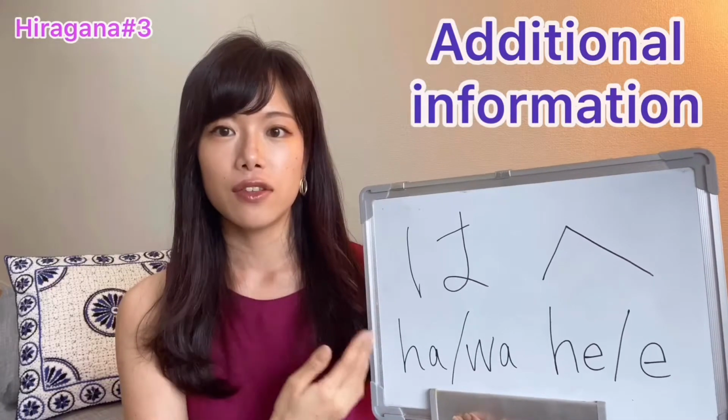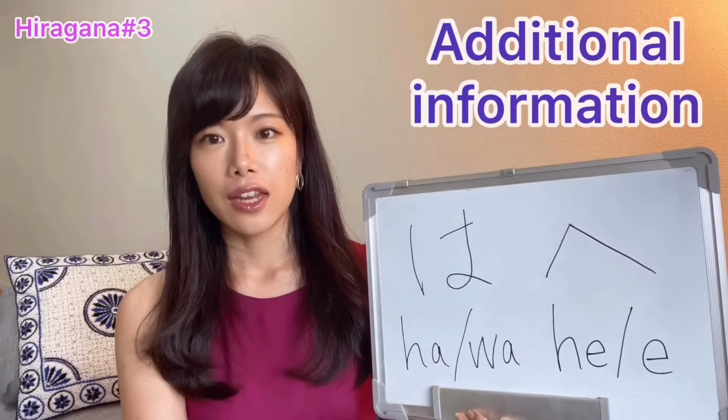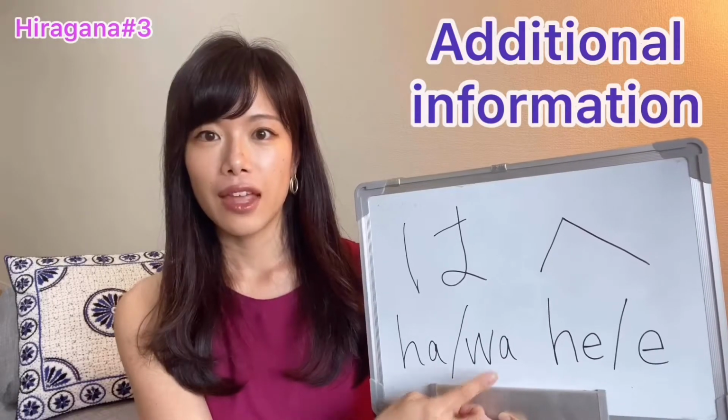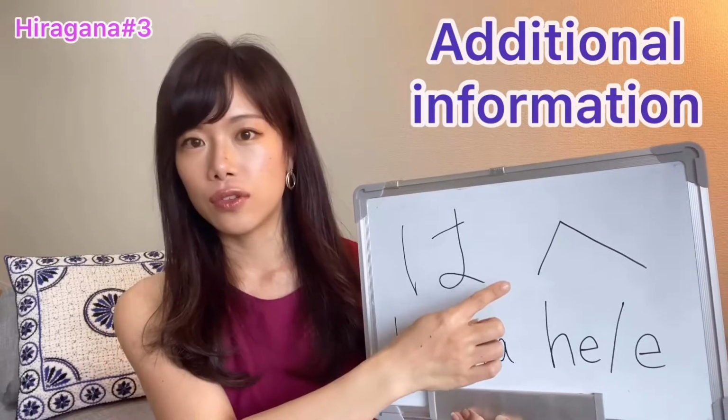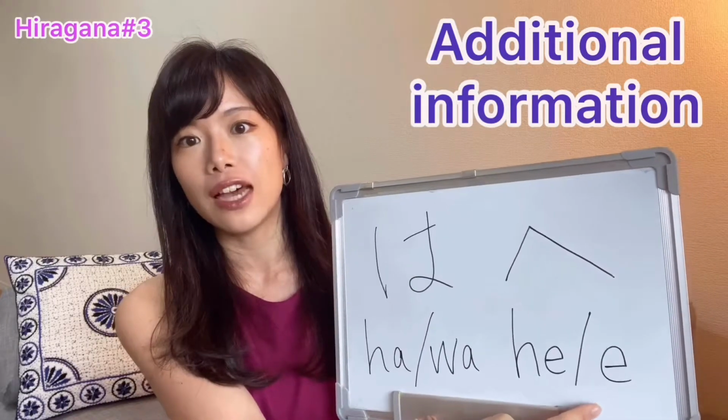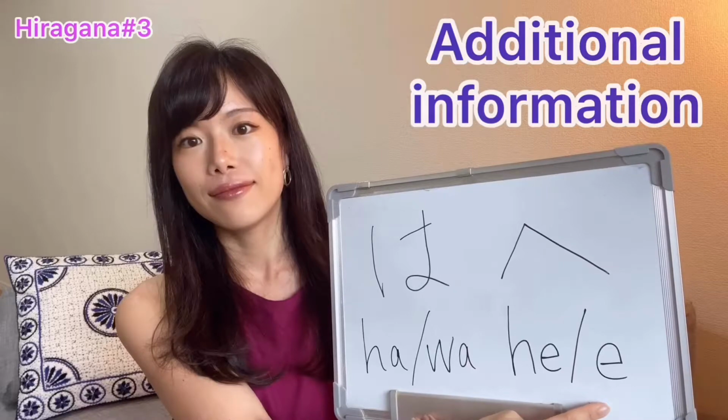So when it is used as a particle, it is pronounced as wa, and he is also used as a particle. When it is used as a particle, it is pronounced as e.